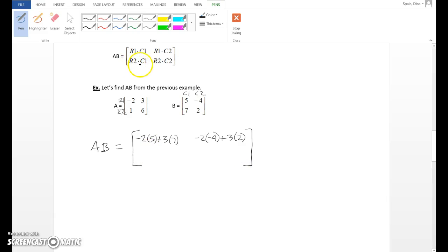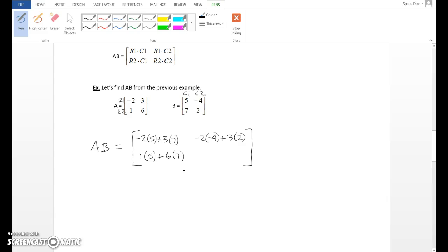Alright, let's go down here. This is going to be row 2, column 1. I'm in the 2, 1 position right here. So this is row 2. I'm going across this way and down. So 1 times 5 plus 6 times 7.